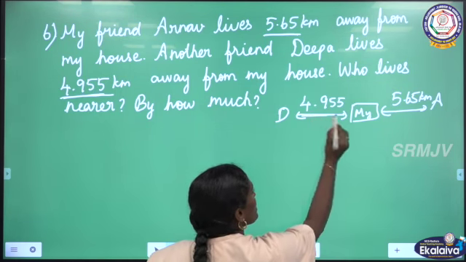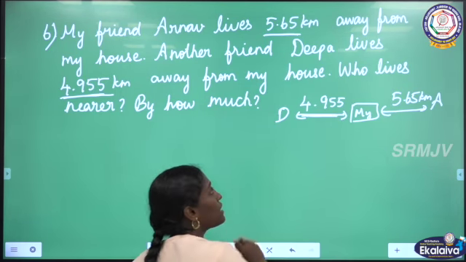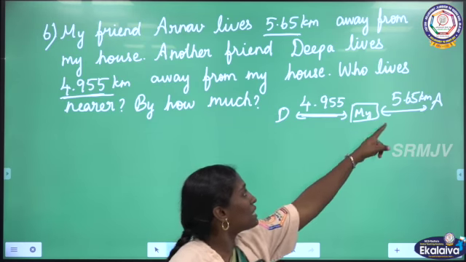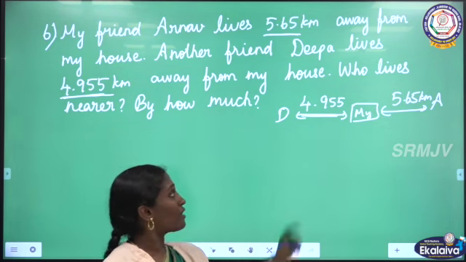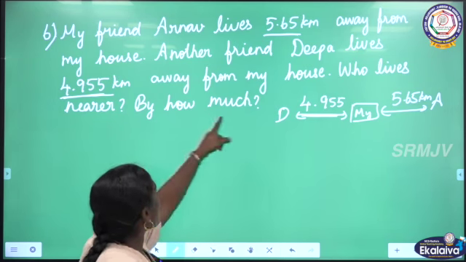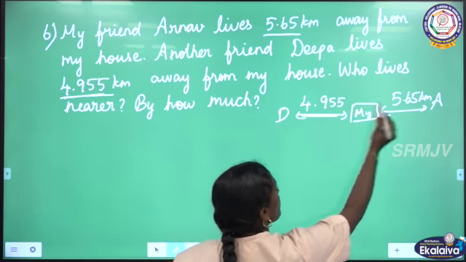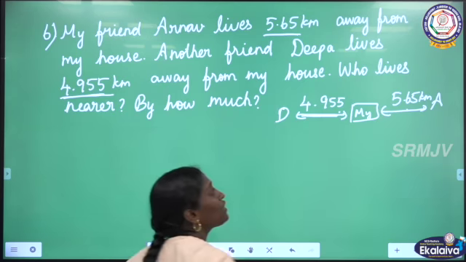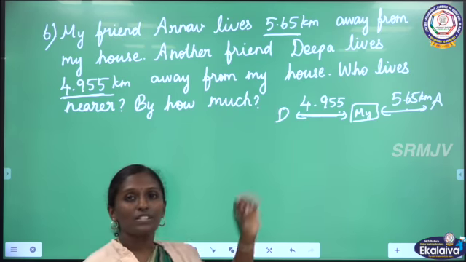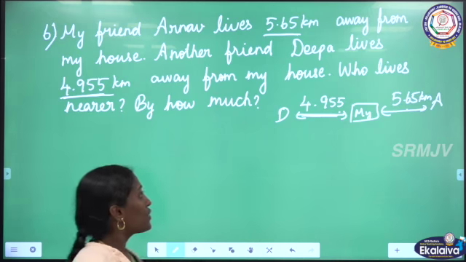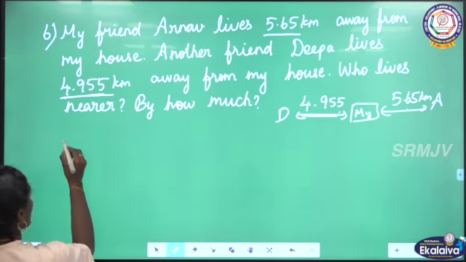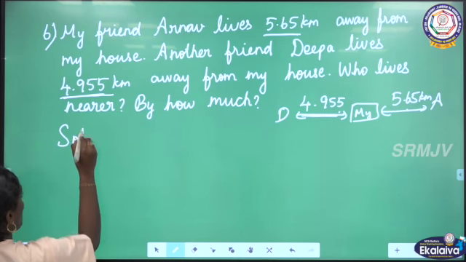By seeing the numbers, here Deepa lives nearer to my house, isn't it? The distance which is less distance, smaller distance is nearer. So 4.955 is less than 5.65. So Deepa lives nearer to my house. To find by how much, we are going to find the difference between these two distances. Then we will get by how much she is nearer to my house. Okay. So we got Deepa is nearer. We are going to find out for how much.